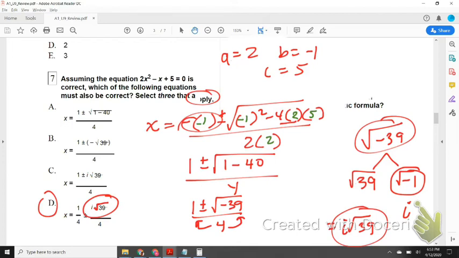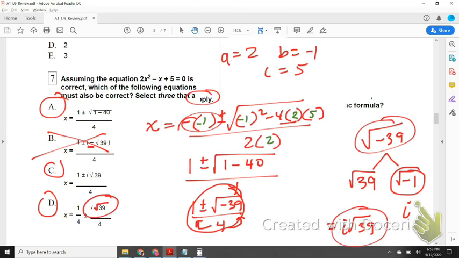Okay, so it says to select 3 that apply. There's your first one. Let's see, what else? A is another one. Okay, B is not it because the negative's on the outside of the radical symbol. Okay, B is not it. And then C is our other answer. So C is what we got here before I split it up into 2 different fractions. Okay, so it should be ACD.